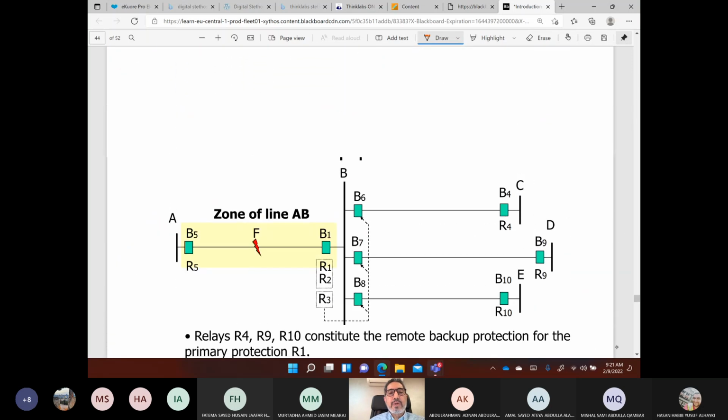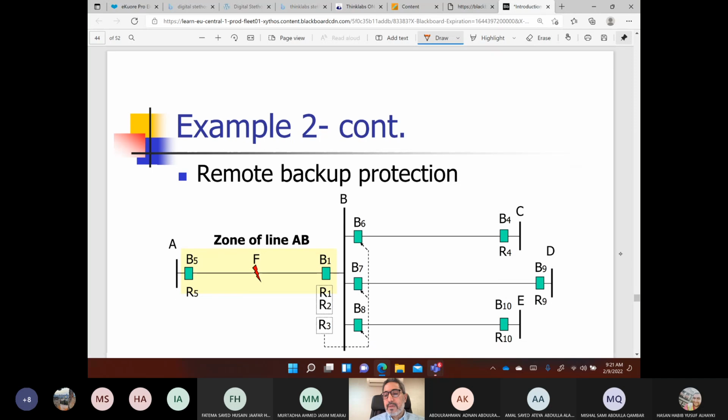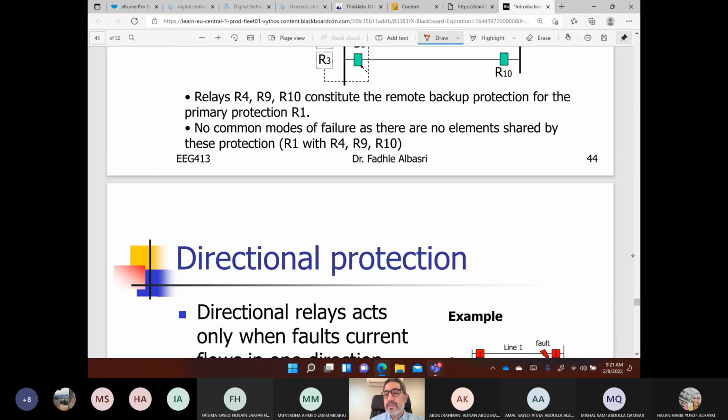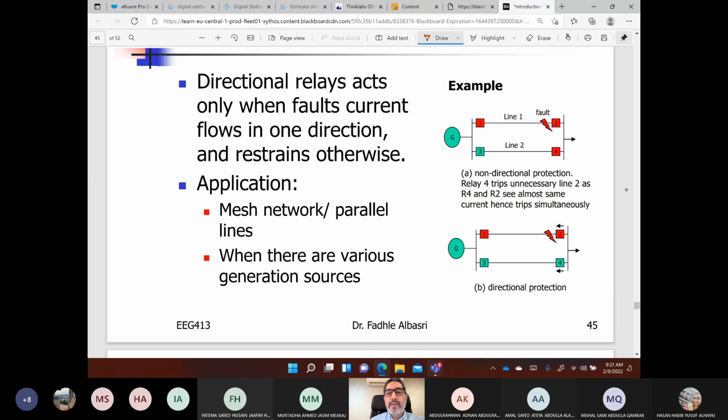So this is also the same, we are talking about local backup and remote backup. This is already, I explained already.